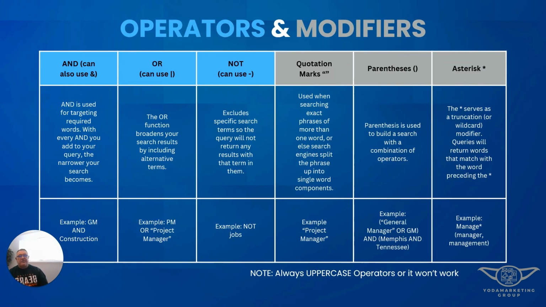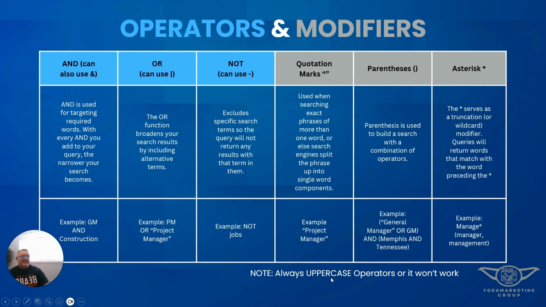And so the operators and modifiers that we touched on: the words AND, OR, NOT, the quotation marks, then parentheses, and then an asterisk. The operator words must be in uppercase. So AND has to be uppercase, OR has to be uppercase, or it will not work. That's why we put the note there: always uppercase operators or it won't work.